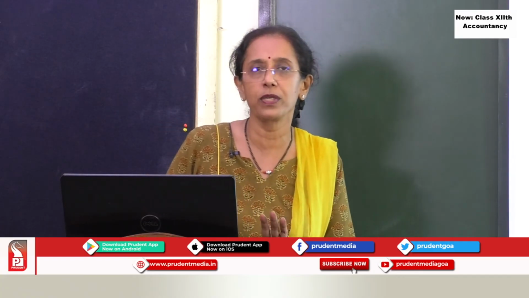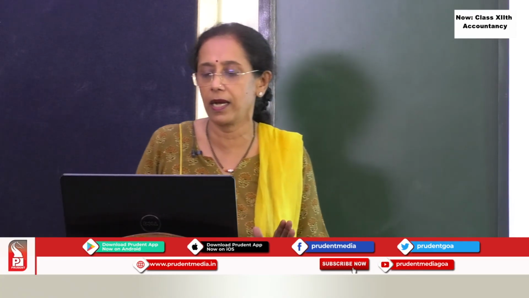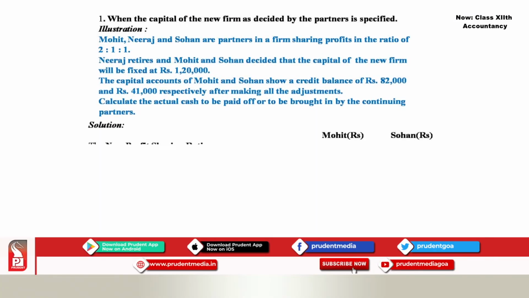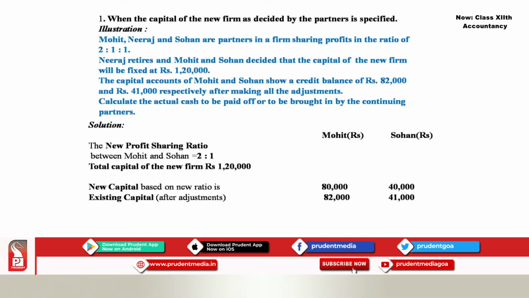I have shown that it is adjusted only between Mohit and Sohan. The new profit sharing ratio is 2:1 and the total capital of the new firm given to you is 1,20,000. When you distribute in the ratio of 2:1, it is 2/3 and 1/3. So 2/3 is Mohit's and 1/3 is Sohan's. What will be their balances when we calculate? 2/3 of 1,20,000 is 80,000 and 1/3 is 40,000.